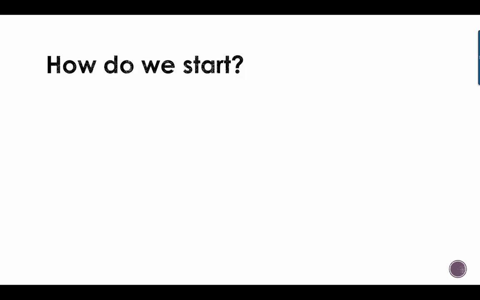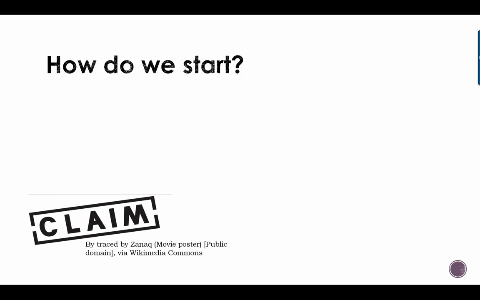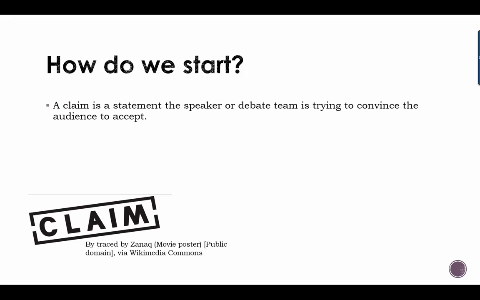We need to make sure our claim meets 3 or 4 criteria depending on the circumstance. The first criteria is a statement that the speaker or the debate team is trying to convince the audience to accept is a claim. The claim must be clear. Being clear means the audience can easily identify what is being claimed.